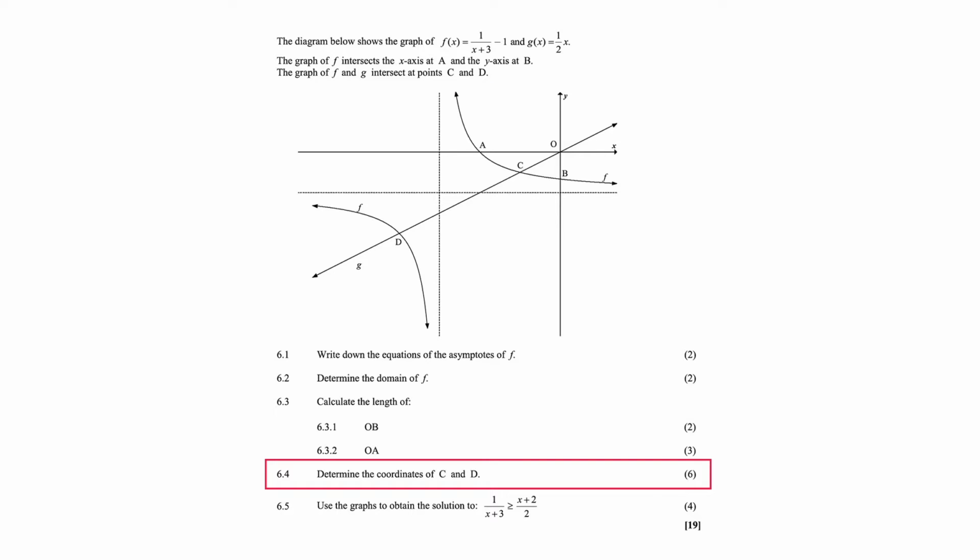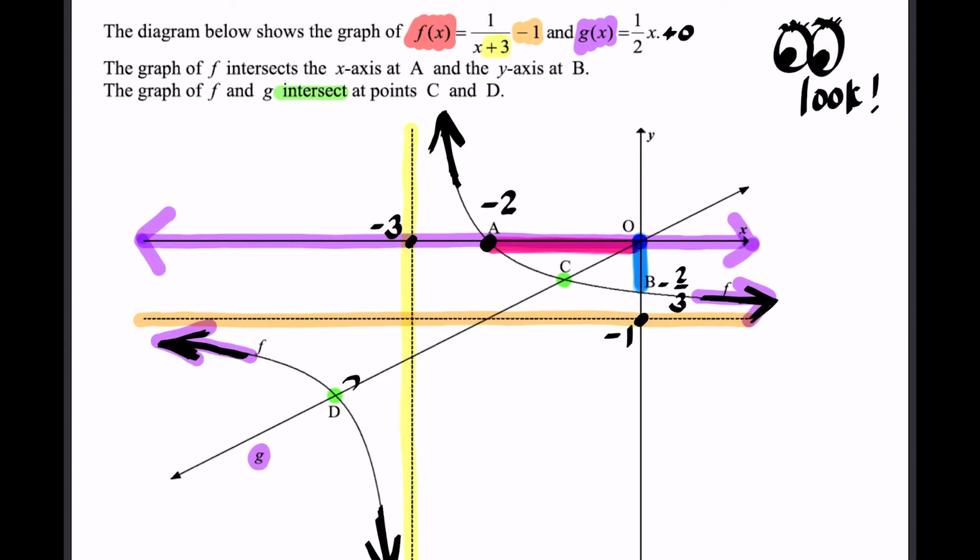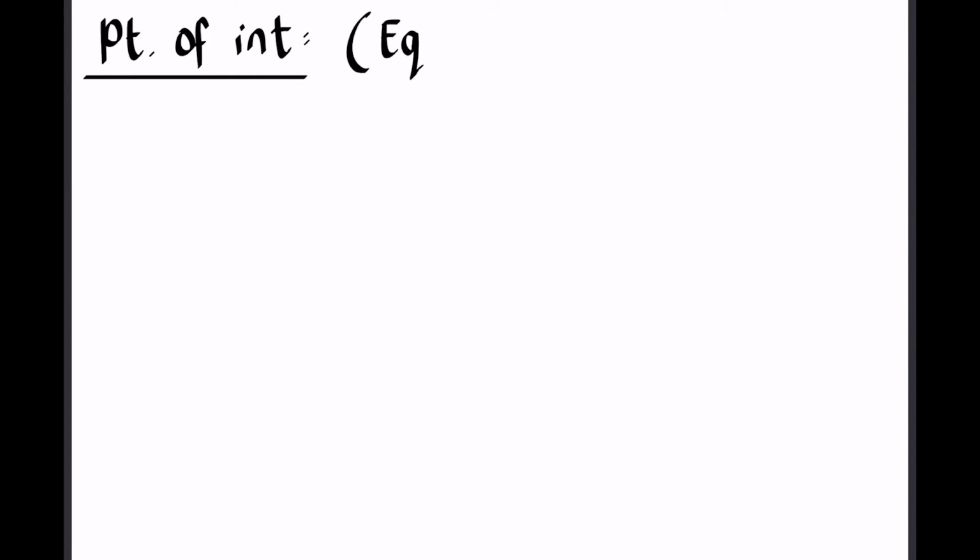The next question says, determine the coordinates of C and D. If we look at C and D, we discussed it in the beginning. C and D are the points of intersection of these graphs. Now, the point of intersection means that at that point, the two graphs are equal to each other. So I'm going to take my equations and make them equal. So I want the points of intersection, and for the point of intersection, equation 1 is equal to equation 2.